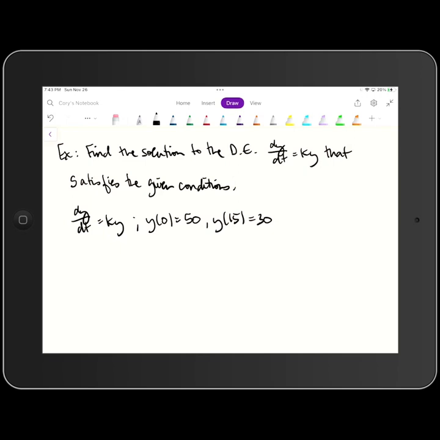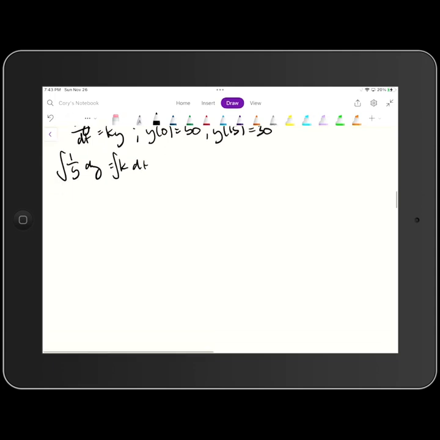Okay, so again, if we use integration by separation of variables, we get 1 over y dy is equal to k dt. When we integrate both sides, we get the natural log of the absolute value of y equal to kt plus c. We apply e to both sides, so that's going to make the absolute value of y equal to e raised to the kt plus c power.